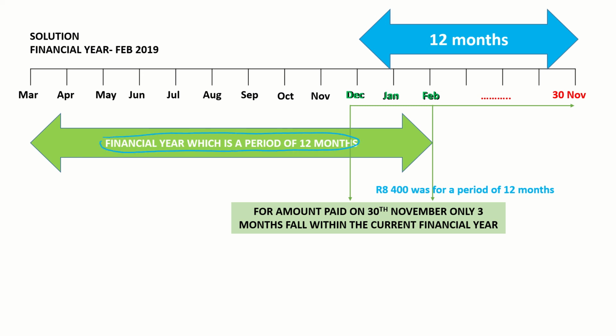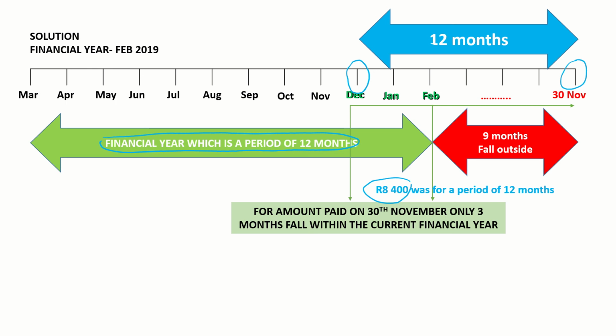So the 3 months fall within the current financial year. But this insurance was paid for 12 months, from the 1st of December to the 30th of November. The 3 months are correctly included. Of the 8,400, 3 months will be fine. We only don't want the 9 months that fall outside the financial year. Hence, I say the total insurance paid is 15,600.